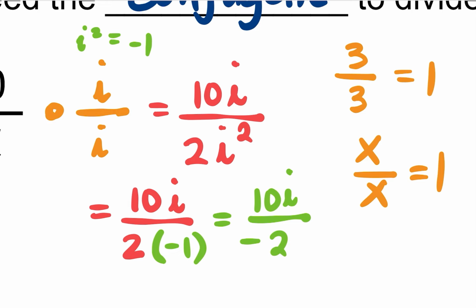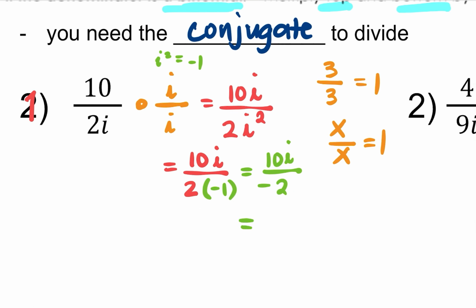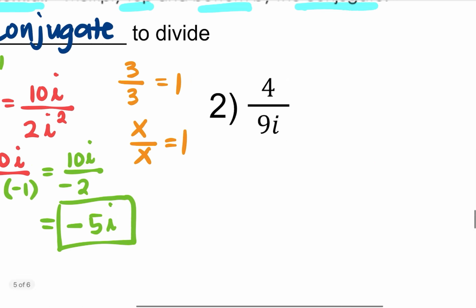And simplifying this answer, this will be equal to -5i. As you have noticed, the denominator, which is i, together with the 2, we eliminated the i in the denominator. That was the goal. All right, let's try this again. Let's try problem number 2.